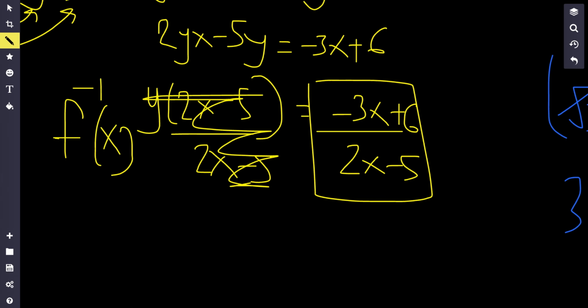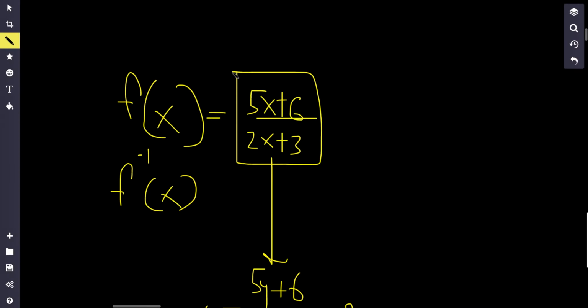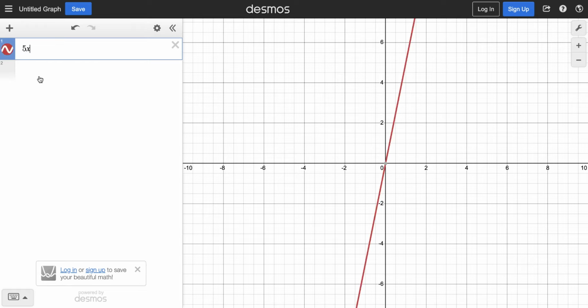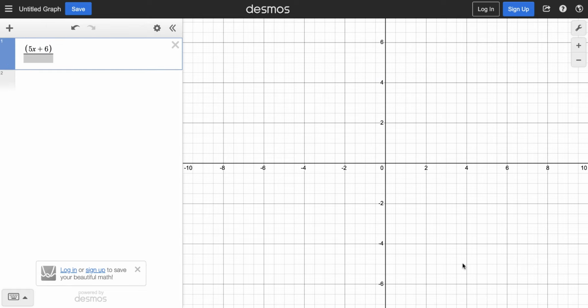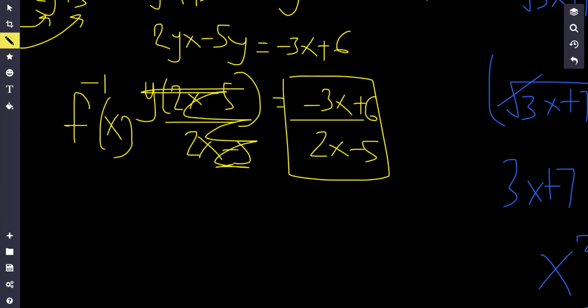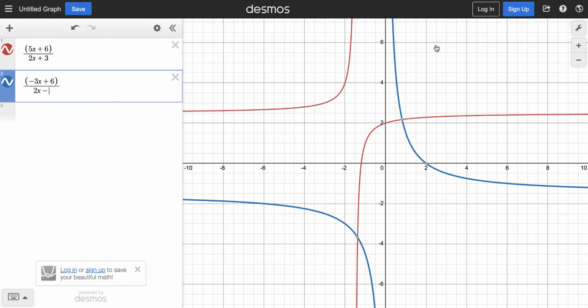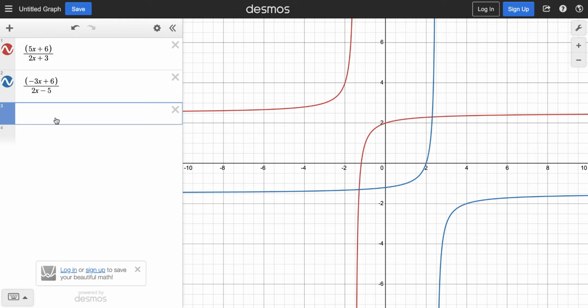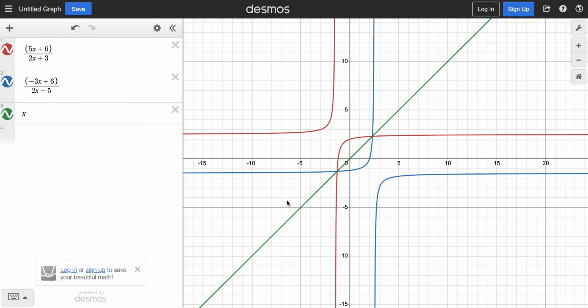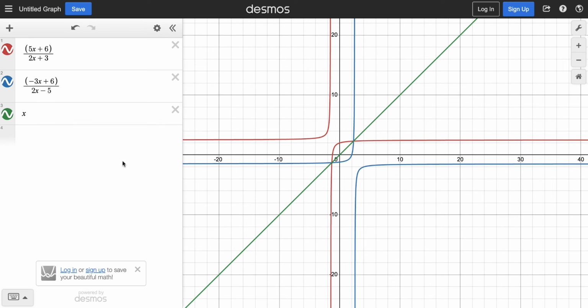One more thing about inverse functions is that let's actually graph out these two functions that I've plotted out. So I have y is equal to 5x plus 6, divided by 2x plus 3. That's one function I got. And then my inverse function was negative 3x plus 6, divided by 2x minus 5. And I want you to notice something. Whoa, these two functions look pretty similar.